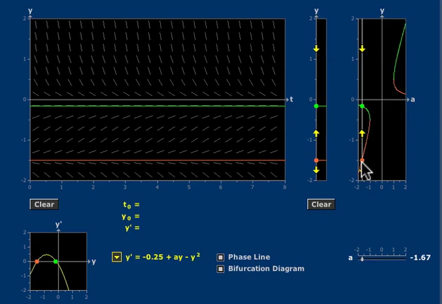The bifurcation diagram takes place in the AY plane. It's the curve defined by the equation y prime equals 0. In this case, that's -1/4 + Ay - y squared.